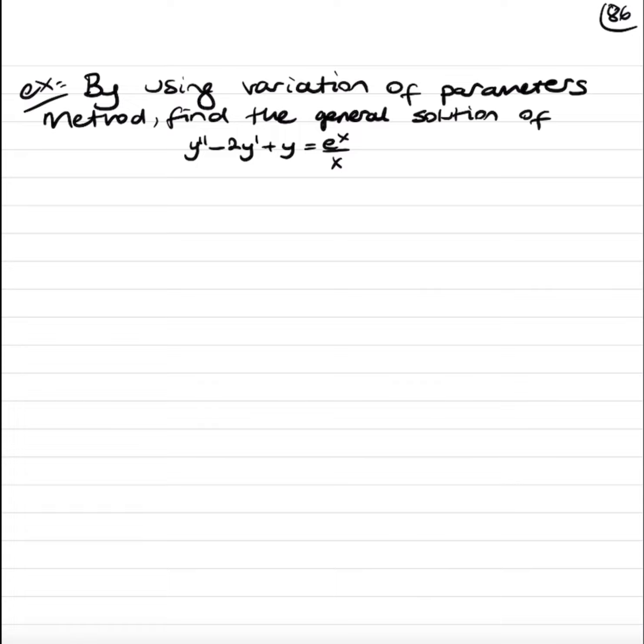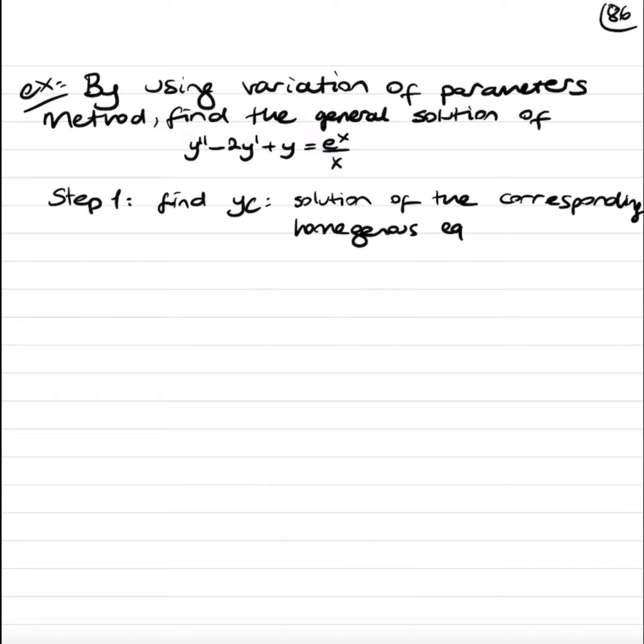Okay, let me solve some examples so we will understand this method. The question is, find the general solution of y double prime minus 2y prime plus y is equal to e to the power x over x by using the method of variation of parameters. Okay, so in step 1, we are finding the complementary solution of the corresponding homogeneous equation. So what is it?